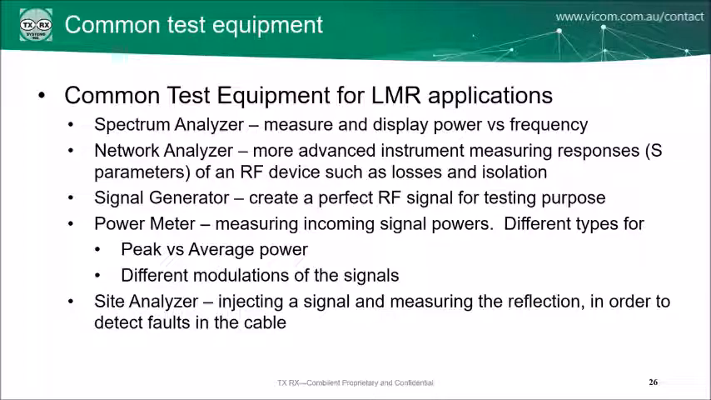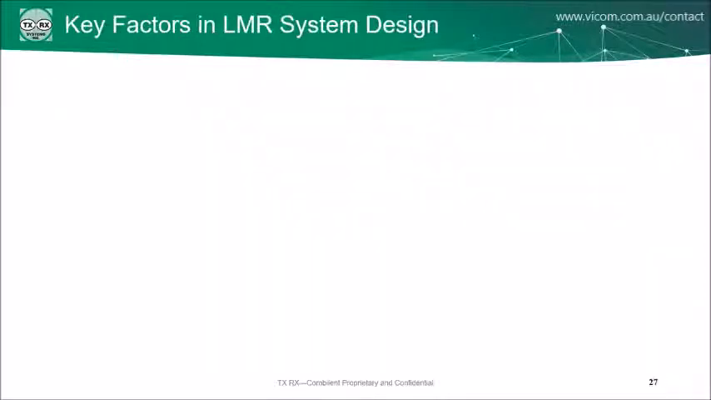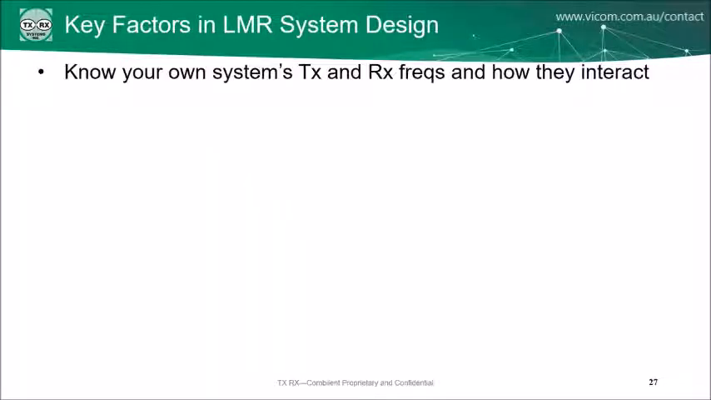So we know what's going on here. How are we going to get some key factors? First thing, know your system's frequencies. Know how your system's frequencies interact. If they interact in different ways, then you have to account for and filter them through your intermodulation.